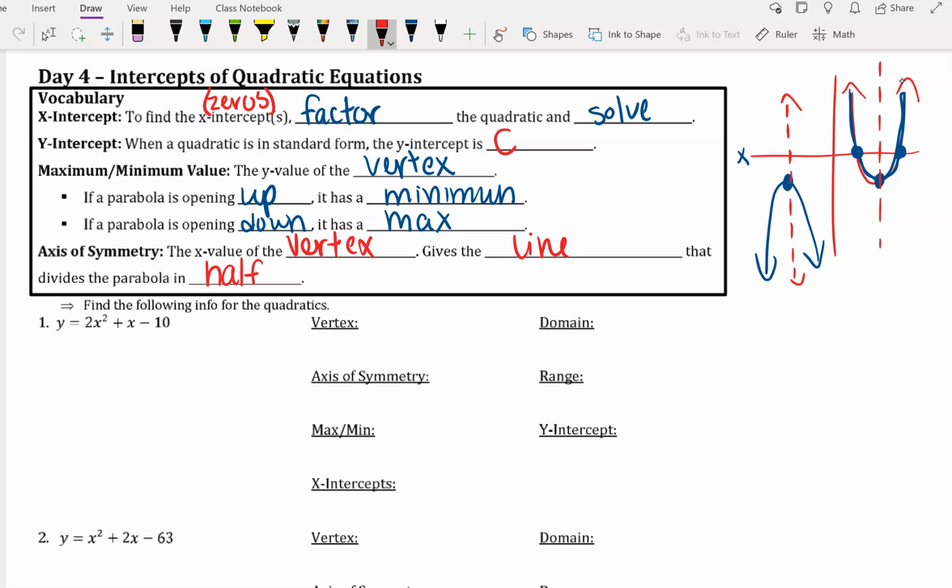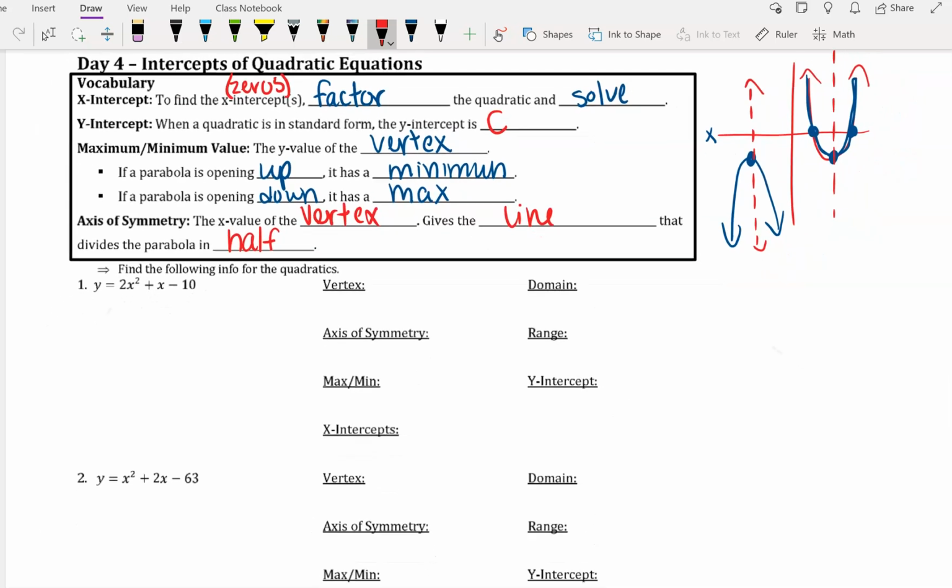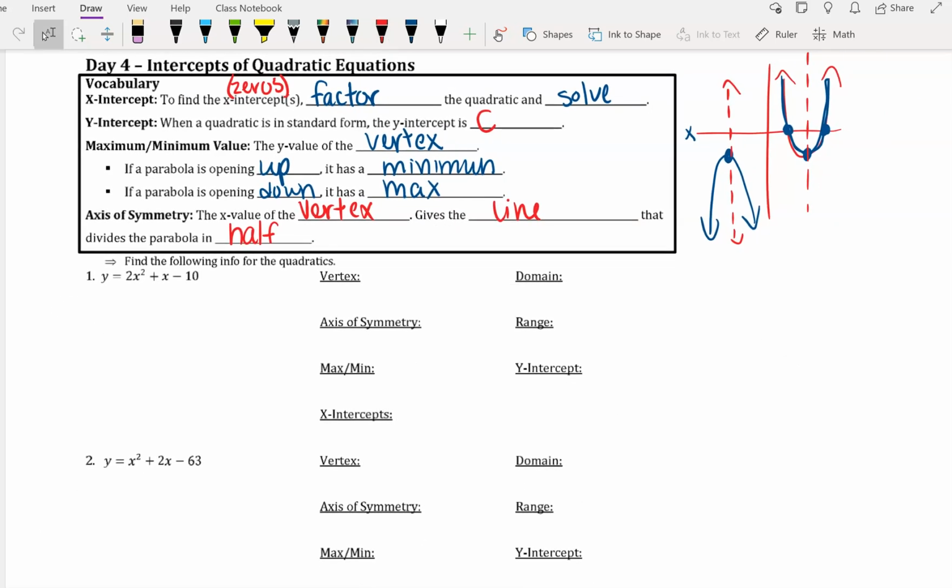All right, so that's a lot of information, which is why you take notes, so you can refer back to that and eventually memorize this information. I don't expect you to have it all memorized right away, which is why we take notes and look back. All right, so we are going to find all these things for this first problem. So we'll start with the vertex.